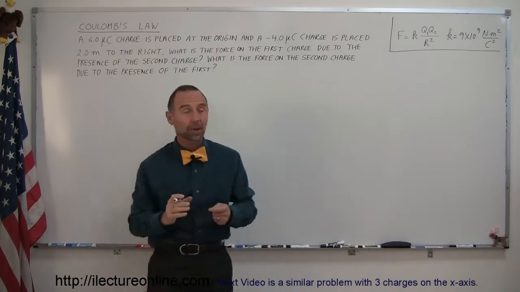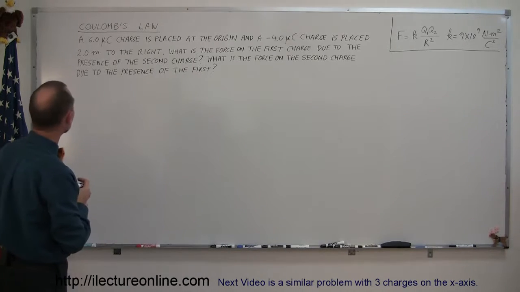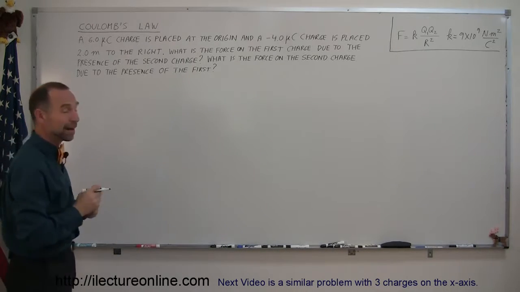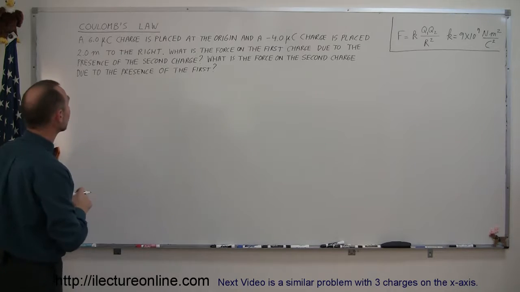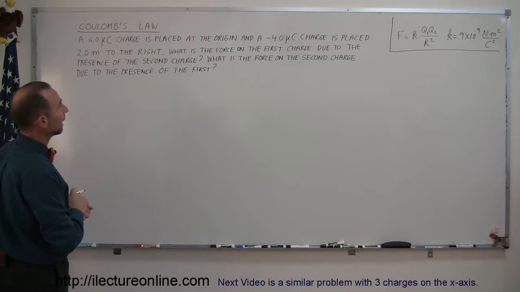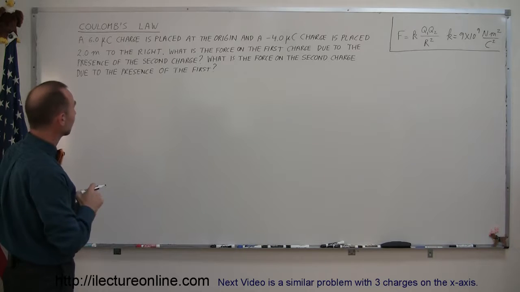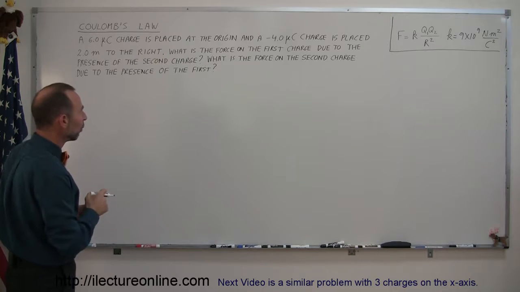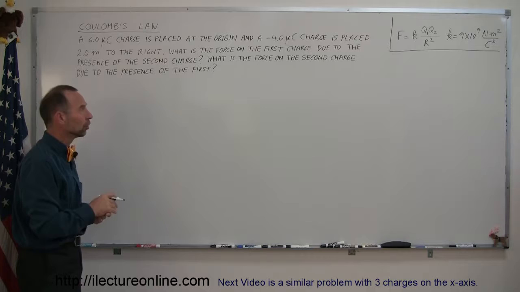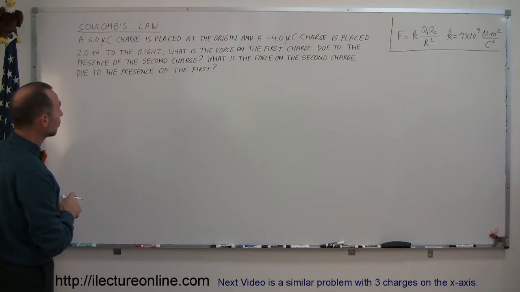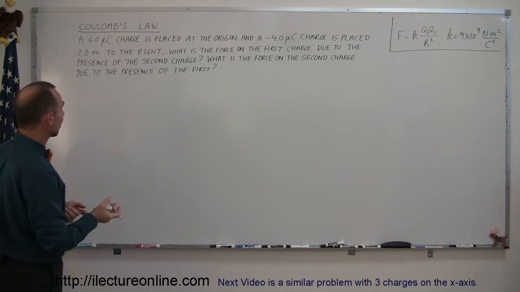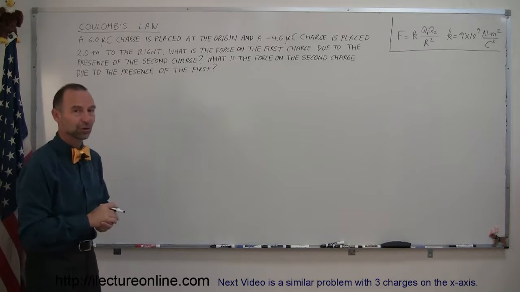All right, so here's our problem. It says a 6 microcoulomb charge, and microcoulomb is 10 to the minus 6 coulombs, is placed at the origin, and a minus 4 microcoulomb charge is placed 2 meters to the right. What is the force on the first charge due to the presence of the second charge, and what is the force on the second charge due to the presence of the first charge?